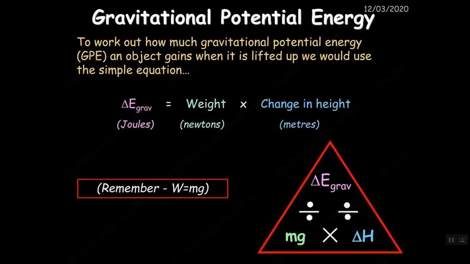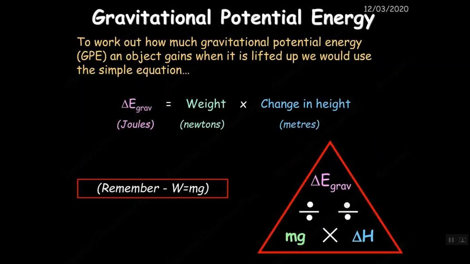Okay, so gravitational potential energy. If we try to work out how much gravitational potential energy an object gains when it is lifted, we would use a simple equation. The gravitational potential energy in joules is its weight in newtons times the change in height. Or instead of weight, we can say mass times gravity.